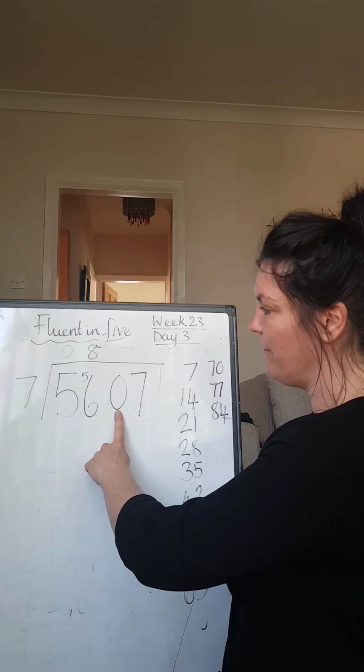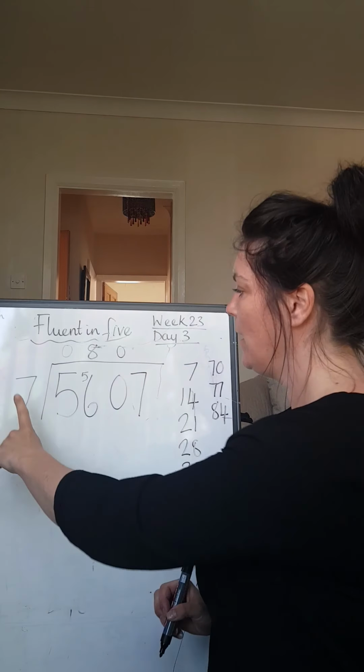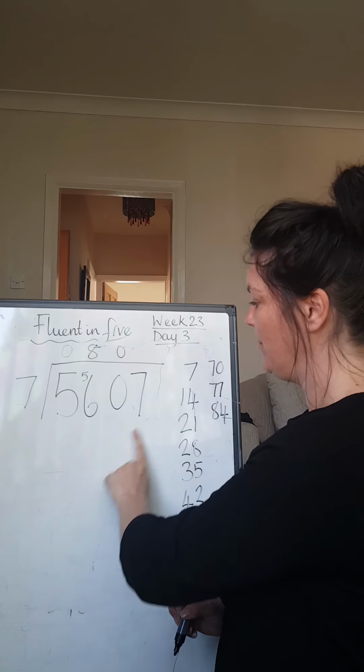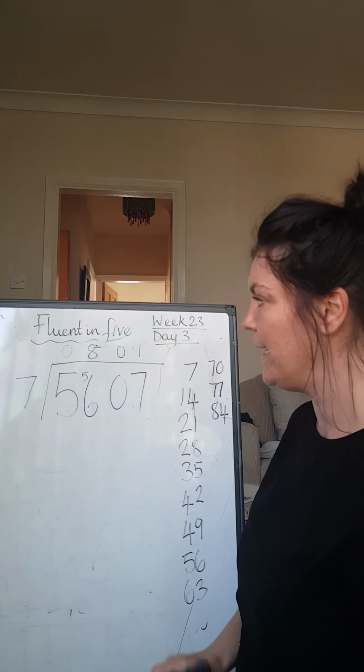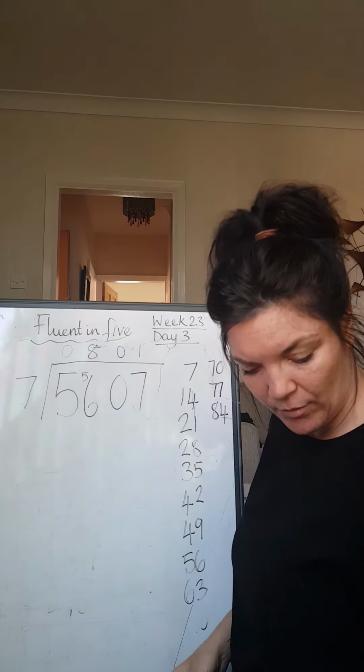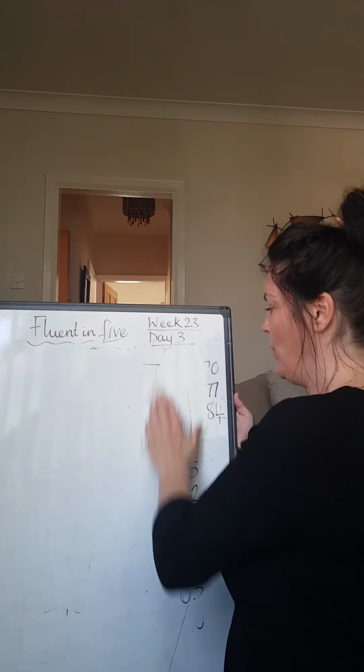How many 7s can I fit into 0? None. I can't get any 7s from 0. Nothing to carry across. How many 7s can I fit into 7? 1. So the answer is 801. Exactly. No remainders at all. 801. That was question number 4.